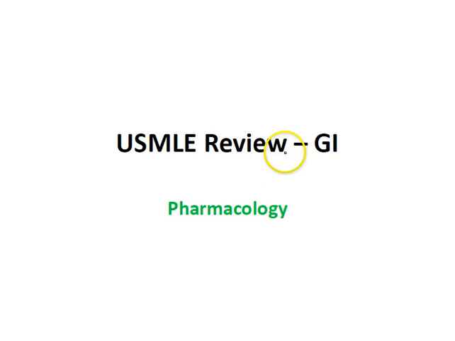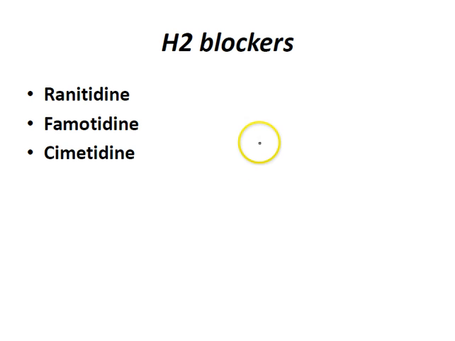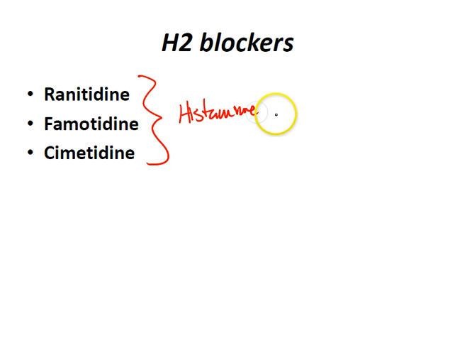Alright, so this is some USMLE GI pharmacology. Let's move right on into the H2 blockers. We got three of them: ranitidine, famotidine, and cimetidine. Well, these are all three competitive histamine receptor inhibitors.